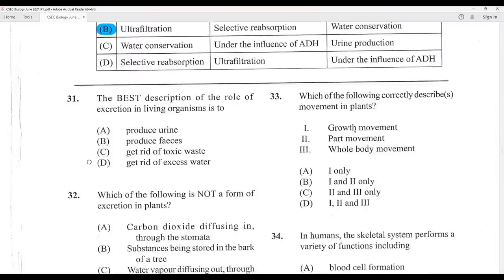Question 31, the best description for the role of excretion in living organisms is to get rid of toxic waste. Excretory waste is usually toxic. That's why you do need to get rid of it.